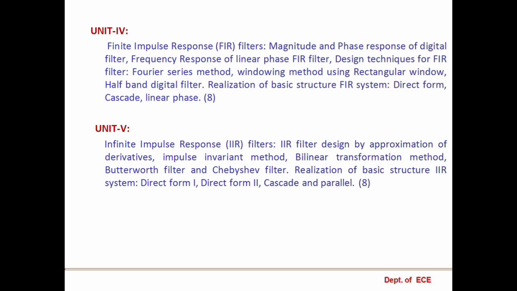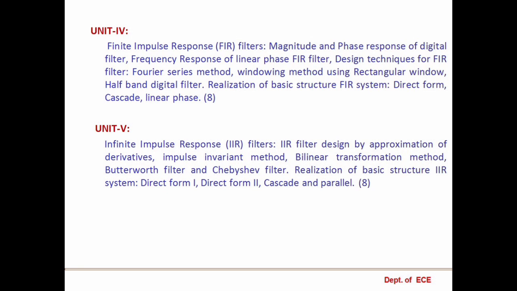And in case of unit 5, we are going to discuss IIR filter design. Likewise, we have different methods like approximation of derivatives, impulse invariant method, and bilinear transformation method, and also we are going to discuss different analog filters, namely Butterworth filter and Chebyshev filter. Apart from this, we are going to discuss the realization of filters like direct form 1, direct form 2, cascade and parallel realization, etc. So this is the overview of the digital signal processing syllabus.